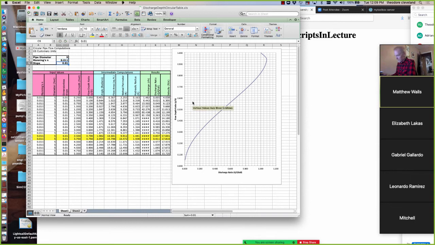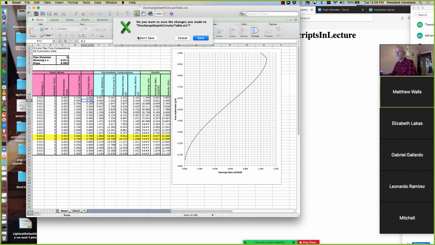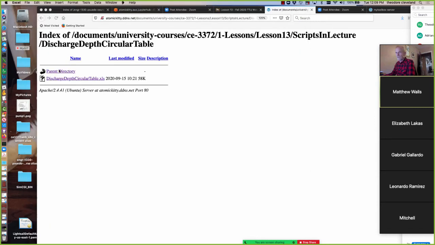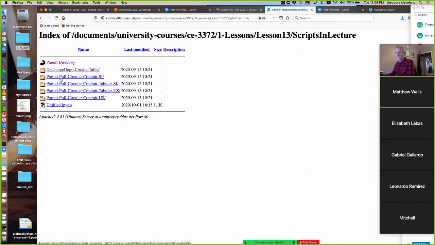Change the bottom slope. Chart doesn't change. But what did change is the computed discharge, computed velocity, and the flow depth to discharge ratio. So I don't want to save that. So that's one tool that's available to you to use in this class and other classes.